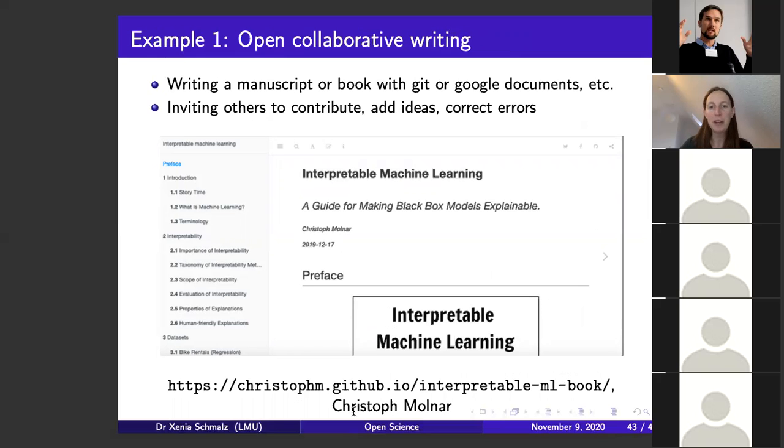So this example is by Christoph Molnar, who is a PhD student at my university, at the Ludwig-Maximilians University in Munich. He's a statistician, and as part of his PhD, he wrote a textbook on interpretable machine learning. The way he wrote it was fully collaborative. So he started writing it, and he straight away invited other people to contribute. So he wrote all of this in Git, or backed this up in Git, and everybody was able to modify the document, to add things, to fix any mistakes, to add ideas, etc. So this is the first example.